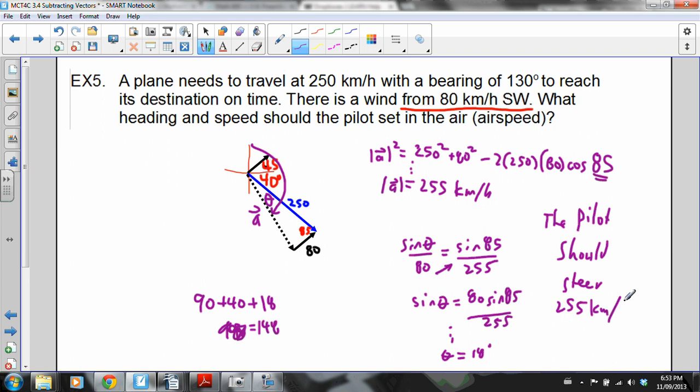255 kilometers per hour with a bearing of 148. And notice that if you did it this way, you could say south so many degrees east, and that would work out just fine as well. Okay, I think that's it.